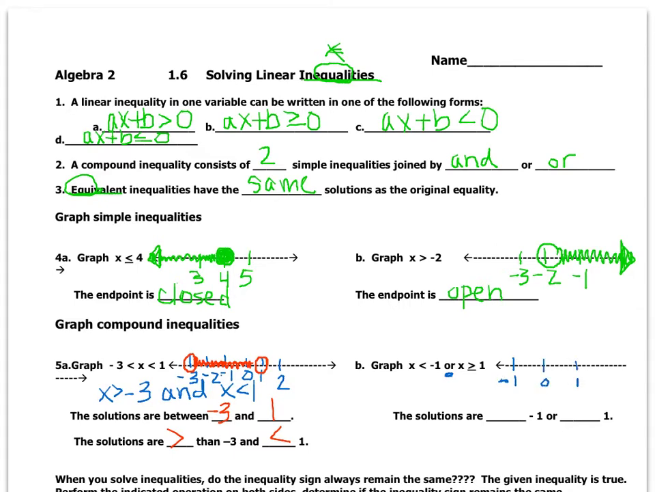Okay, x has to be less than -1. There's no equal to sign again, so it's an open circle. Or x has to be greater than or equal to 1. Here's my circle on 1, but it's greater than or equal to, so we need to shade it, and it's going to go in this direction, and we'll draw our arrow. So the solutions are less than -1 or greater than or equal to 1.